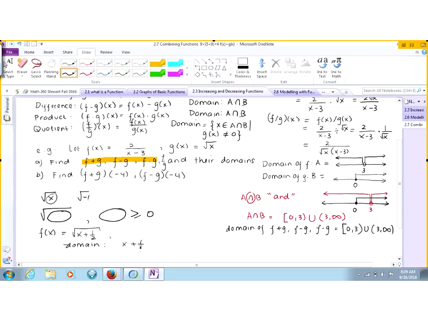So how do we find the domain? x plus half is greater than or equal to 0, so x is greater than or equal to negative half. So the domain is negative half to infinity. You see? That's how we find the domain if we have a square root.